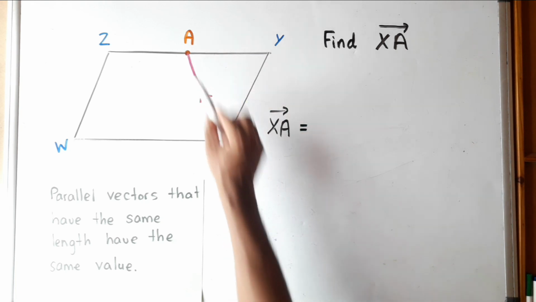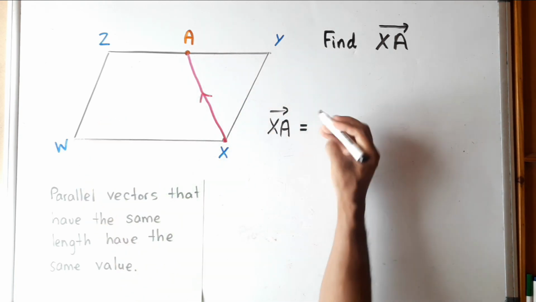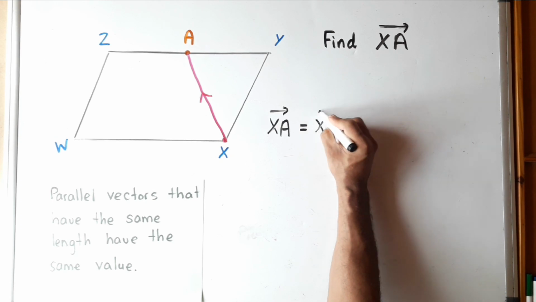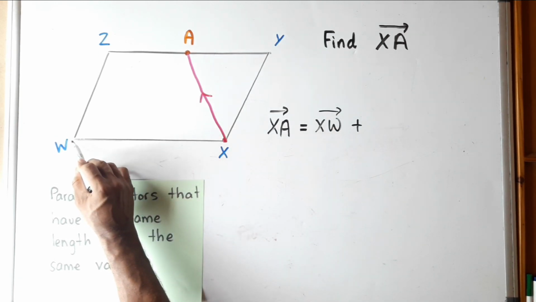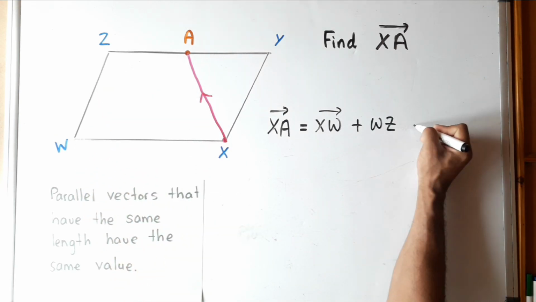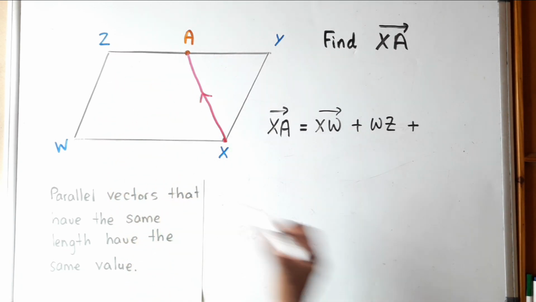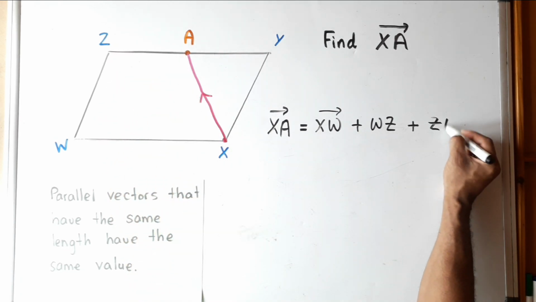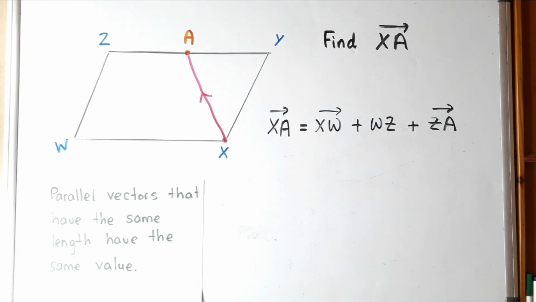To go from X to E, you can go from X to W. Direction is very important. X to W. Once you reach W, you can go from W to Z. So plus W to Z, plus from Z to E. But obviously Z to E is not going to be in the multiple choice answers.